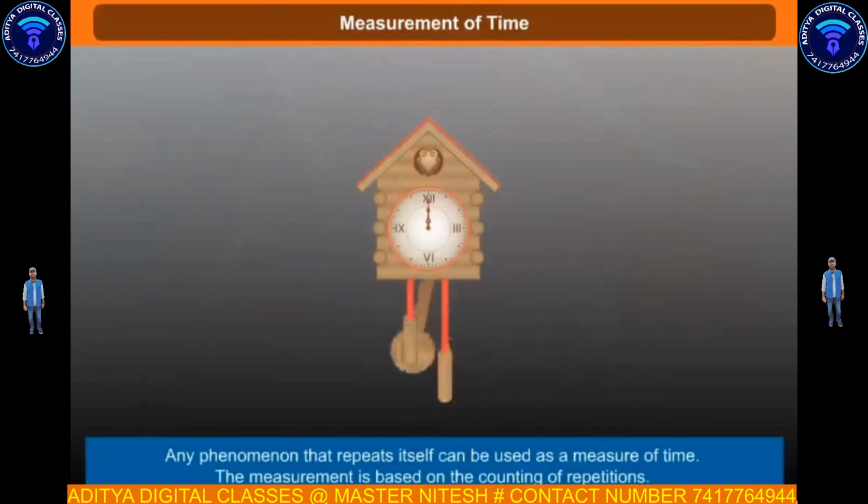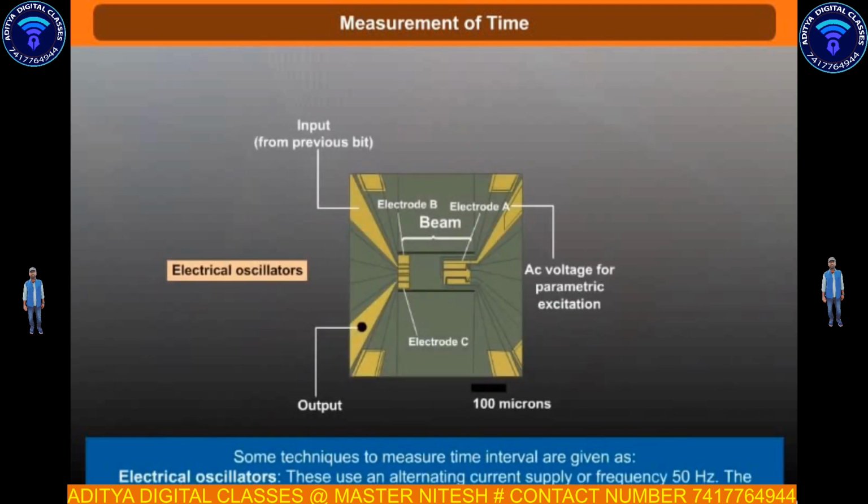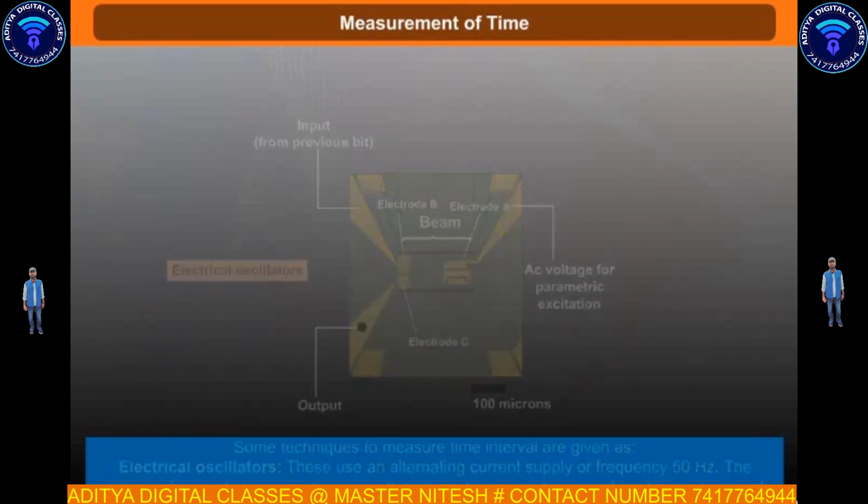Any phenomenon that repeats itself can be used as a measure of time. The measurement is based on the counting of repetitions. The unit of time in all the systems of units is the second. Some techniques to measure time intervals are given. Electrical oscillators use an alternating current supply of frequency 50 Hz. The rotations of a synchronous motor run on this alternating current are used to obtain a time scale.